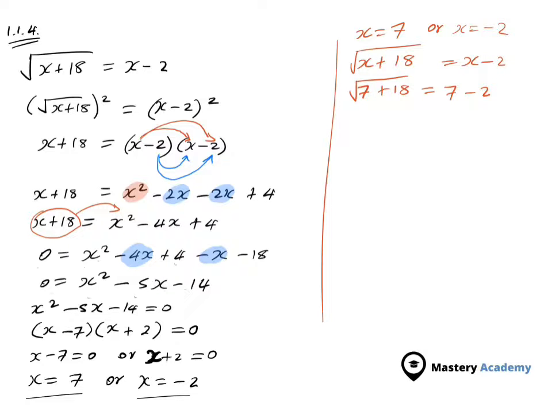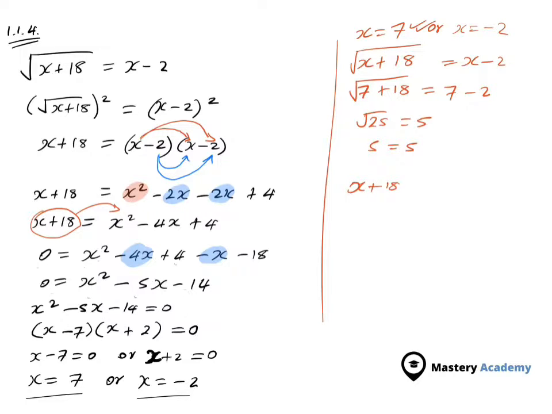7 plus 18, square root of that, is equal to 7 minus 2, which is 5. So here we have 5 is equal to 5, because the square root of 25 is 5. So this is true, so this is fine. We can use it.